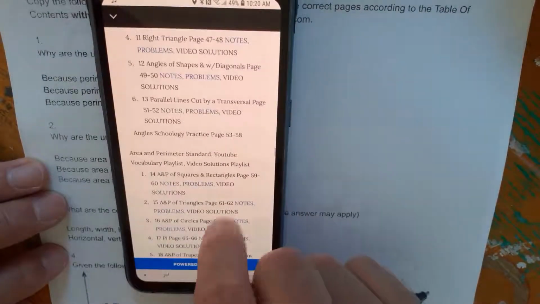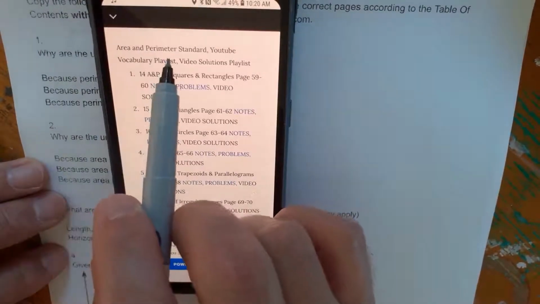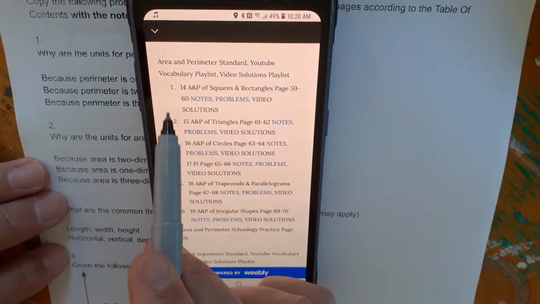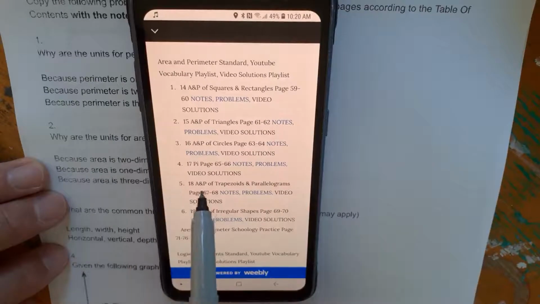We're going to move down to where we see the current unit we're on. We're on area and perimeter, and it looks like we are on the fifth lesson. So 1, 2, 3, 4, 5. Here it is: Area and perimeter of trapezoids and parallelograms. These are the pages that the notes go on in your comp book.